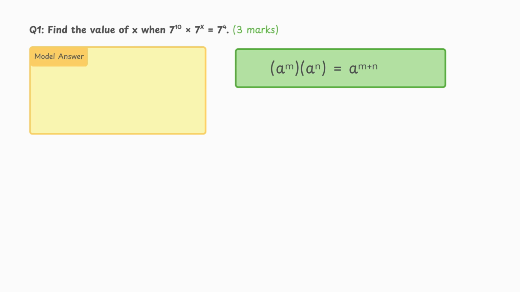Find the value of x when 7 to the power of 10 times 7 to the power of x equals 7 to the power of 4. Since the bases are the same, we add the powers, so this becomes 7 to the power of 10 plus x equals 7 to the power of 4.